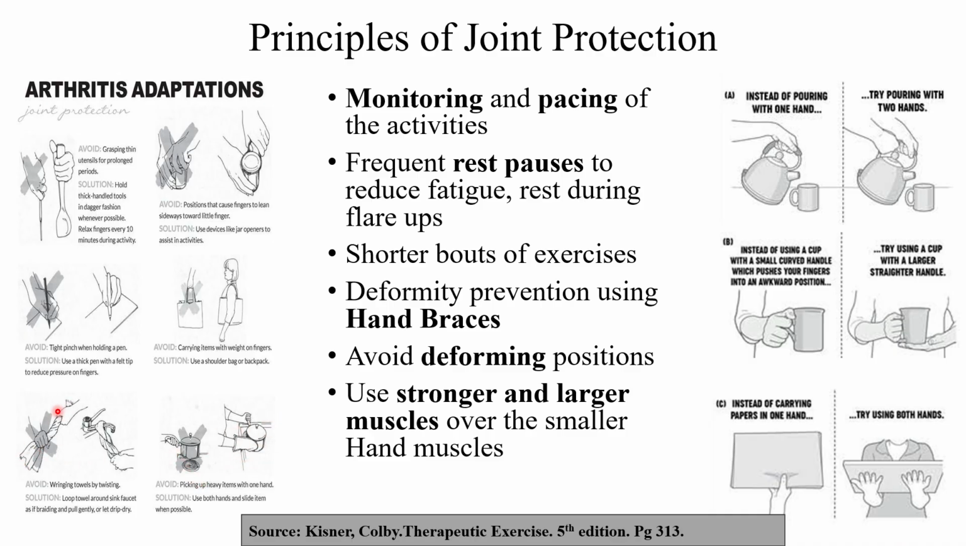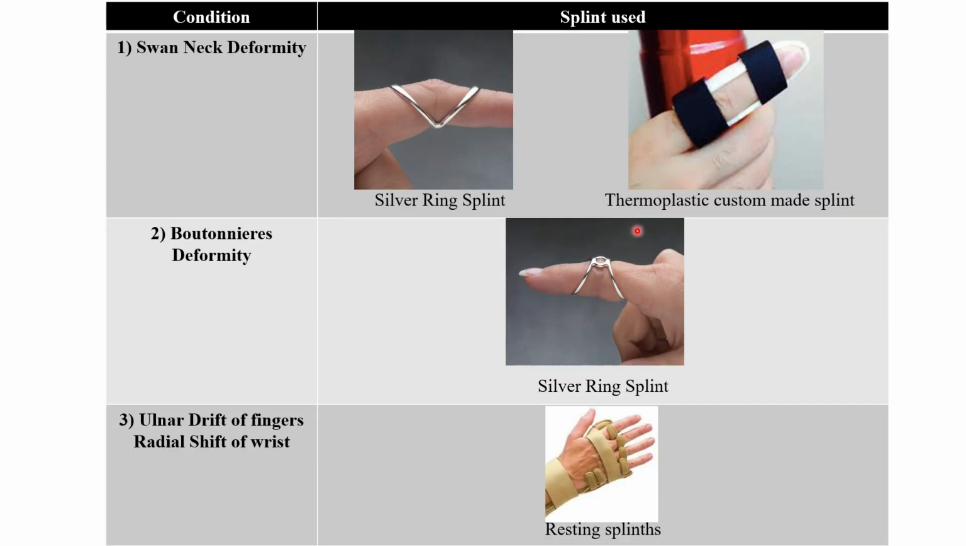Instead of wringing the clothes this way, twisting the wrists, you wring by first twirling around a sink or something and then twisting the clothes to wring the water out of it. So rather than moving your wrist in a particular fashion. So you can follow these basic principles of joint protection to prevent further deformity. Let us discuss the splints that are used in rheumatoid arthritis based hand deformities.